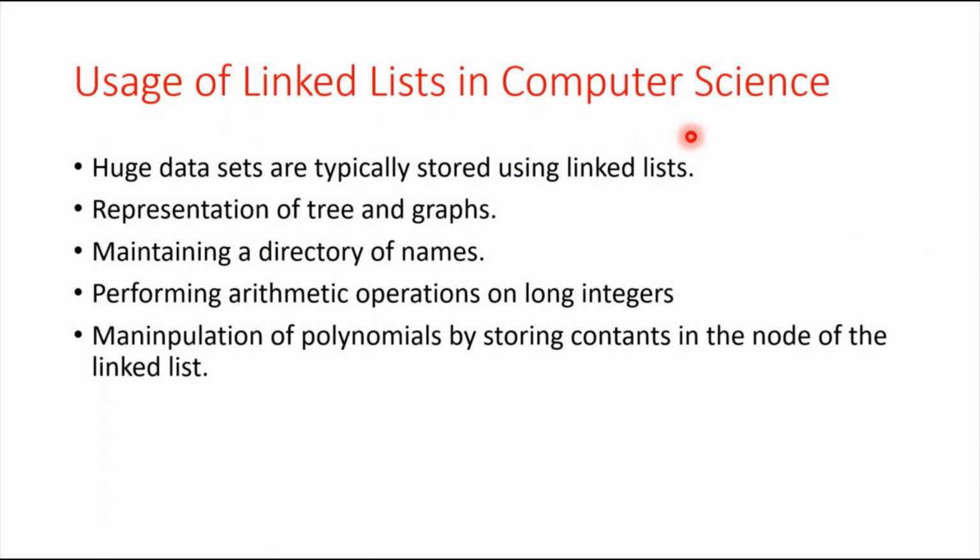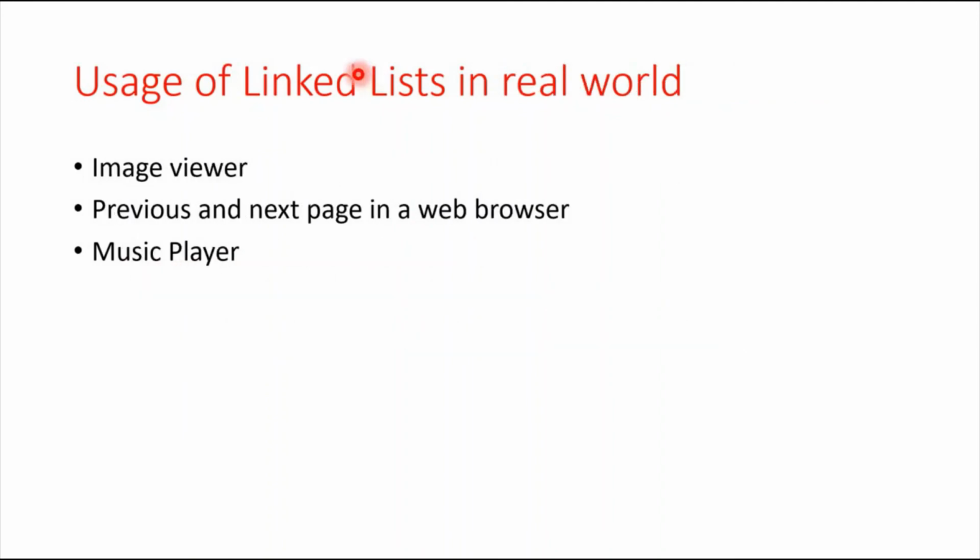Uses of linked list in computer science. If we have huge datasets to store, we use a linked list. For representing other data structures, we use a linked list. In trees and graphs, if we have to represent a tree or graph, we use a linked list. Uses of linked list in the real world: what are the uses of a linked list? It is used in an image viewer.